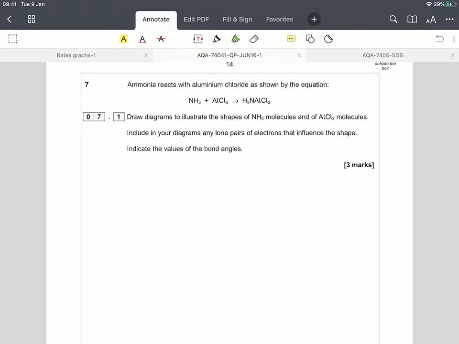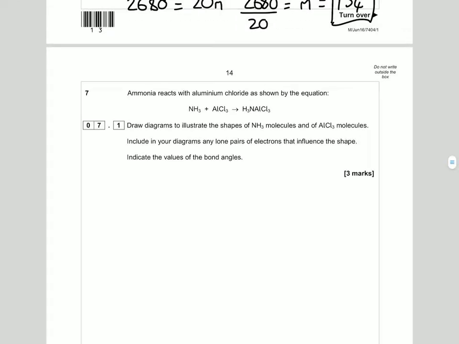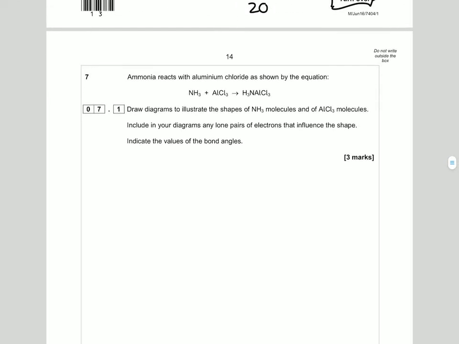Question 7. Pretty standard looking shapes question. Probably going to be followed up by something about coordinate bonding, if I had to guess. I have seen the paper before, but I haven't looked at it for a while. But that's what it's sort of telegraphing. It suggests that there's going to be something about that. But first we need to answer the shapes part.